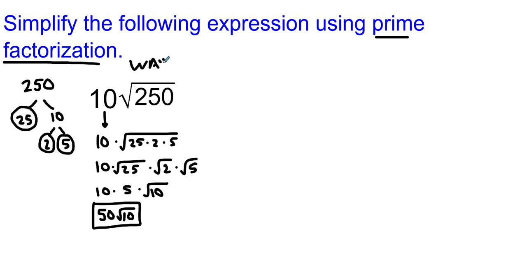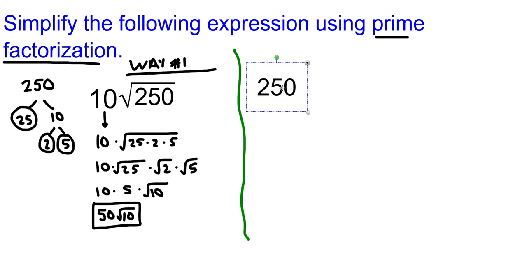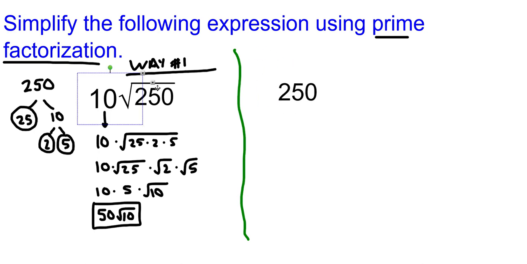Well, let's say you don't see that perfect square right away. How would you approach it then? So if I have the same problem, 10 root 250, I should say. How do you approach that problem if you don't see that perfect square right away?